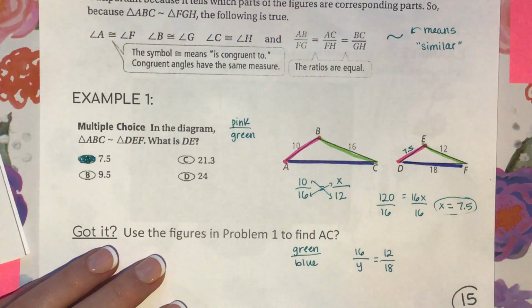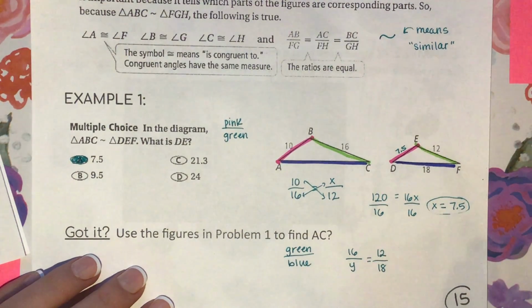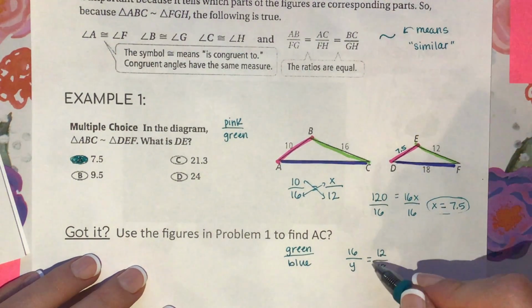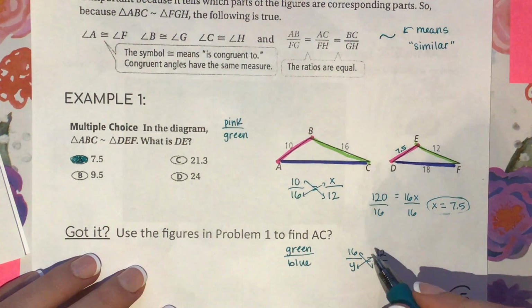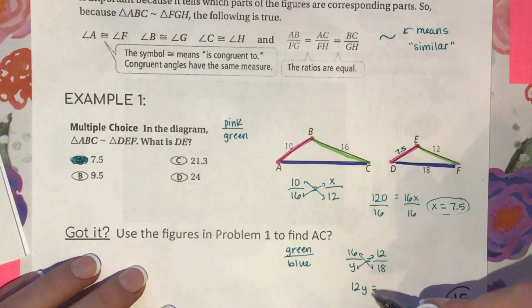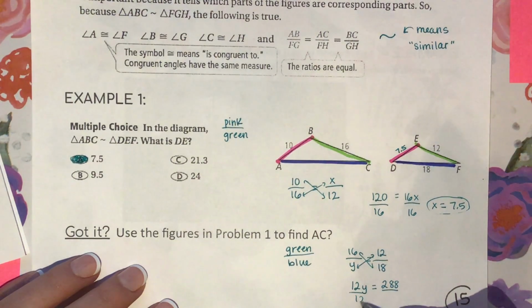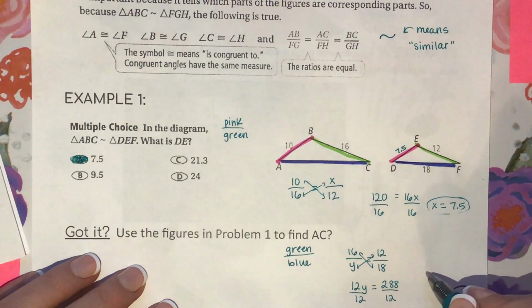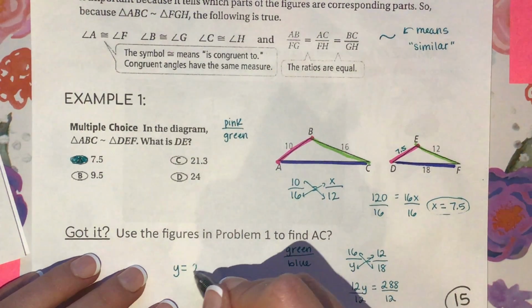Once you set up your proportion, you've done the hard part of the problem. Now you're just ready to cross multiply and solve. So when we cross multiply, we get 12y is equal to 288. Divide by 12 on both sides, and we get, I'll write it over here, y is equal to 24.